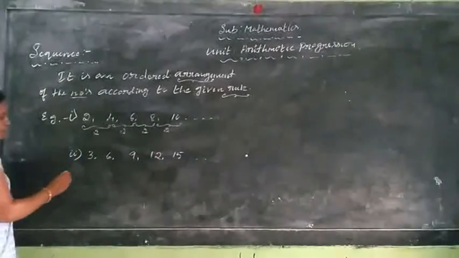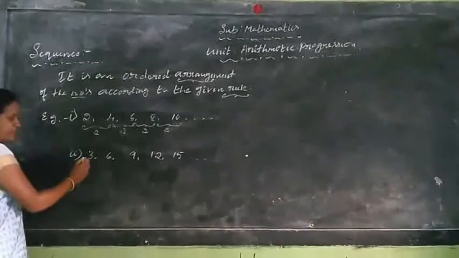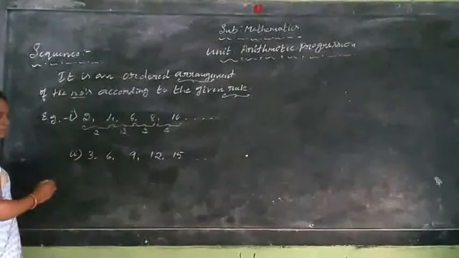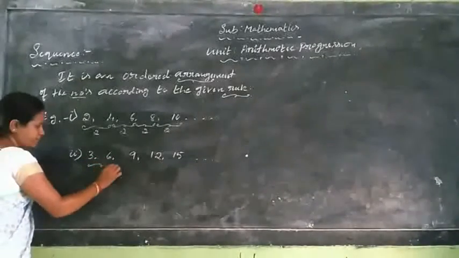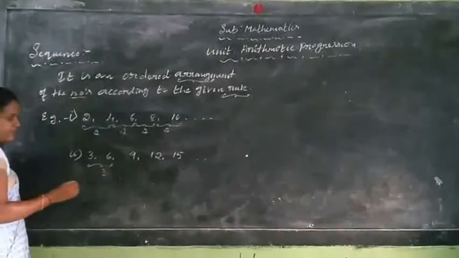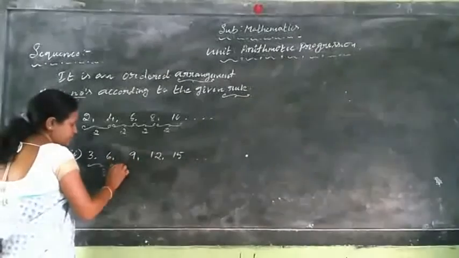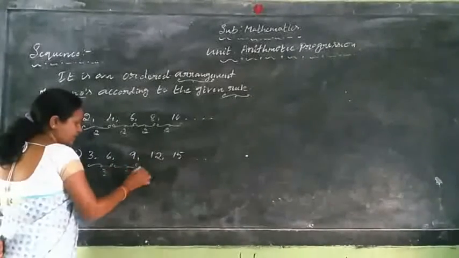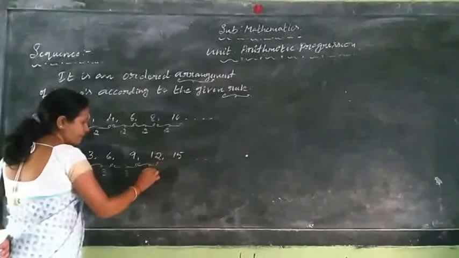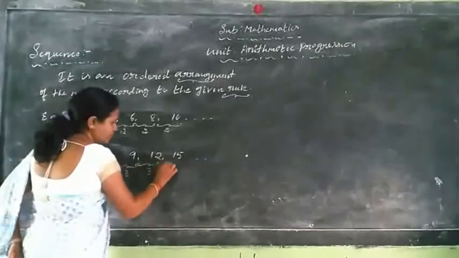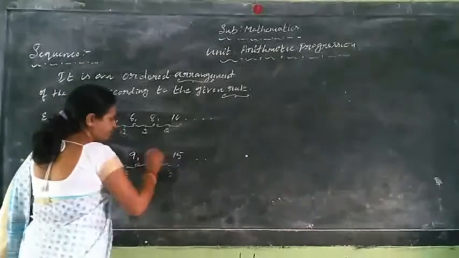See the second one, children. What is the difference between the first term and the second term? 6 minus 3. So, the difference is 3. In the same way, third and second, 3. Here also 3. Here also 3.